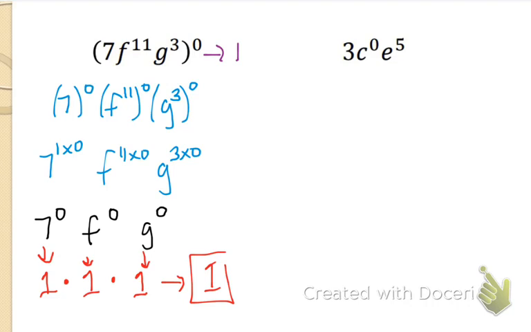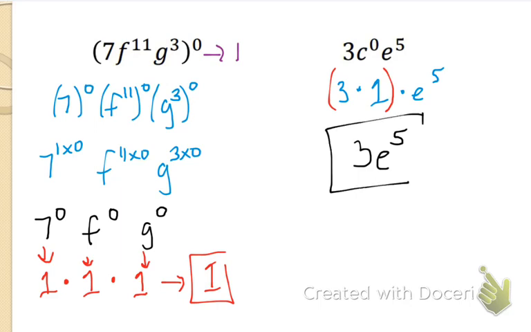And at the end, last problem. Here we have 3 times c to the 0 times e to the 5th. Okay. 3 stays the same. C to the 0, we just learned that anything to the 0 power is 1. E to the 5th stays the same. Commutative property says move things around, which we don't have to. Associative property says group the things that are the same. By doing so, 3 and 1 are together and they're multiplying. So 3 times 1 is 3. Bring down e to the 5th, and this is our simplified answer.